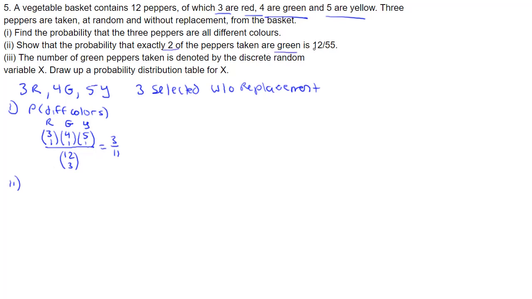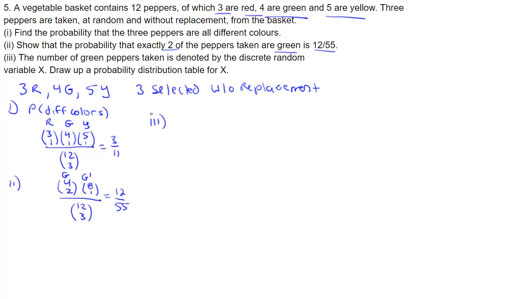Anyway, number 2, show that the probability of exactly 2 peppers taken is green is 12 over 55. Well, now I'm just talking about green and not green. So the greens, I'm picking 4, I'm picking 2, and then the non-greens are 8. I'm only choosing 1. I'm dividing that by 12 choose 3, giving me 12 over 55.